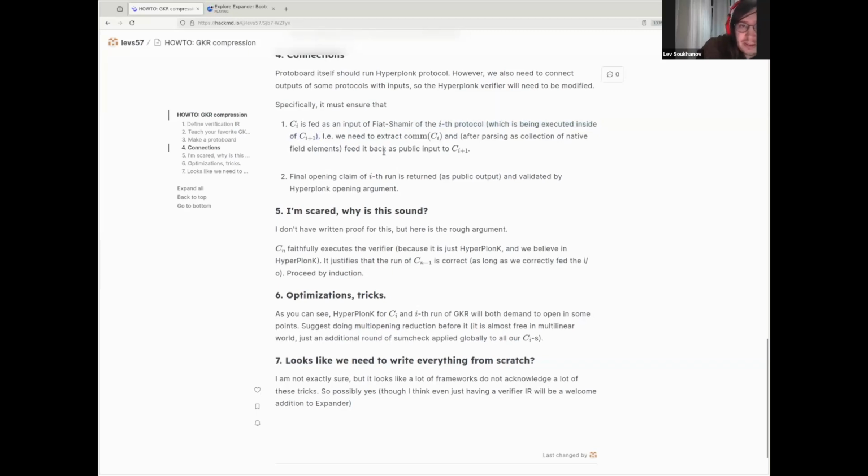So your verifier will need to take the commitment to the column CI, parse it, and feed it back as a public input to CI+1. Okay, so we can put it inside of Fiat-Shamir. And a similar thing happens with the final opening claim. So the run, which is run by CI+1, will be returned as public output, and it will be validated by the HyperPlonk opening argument.